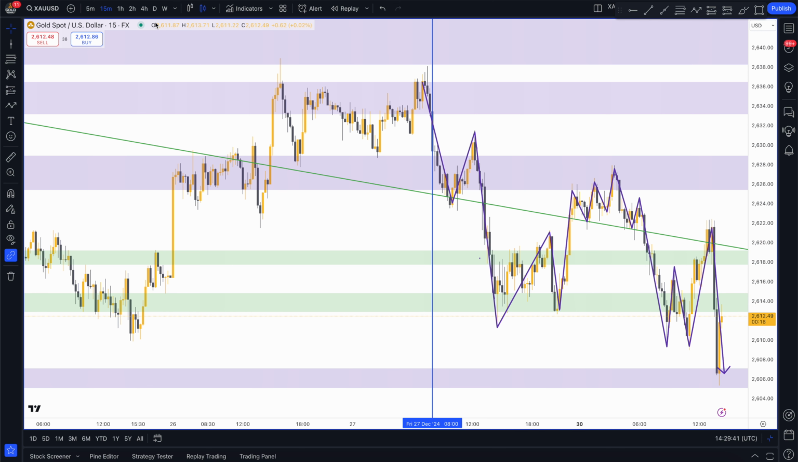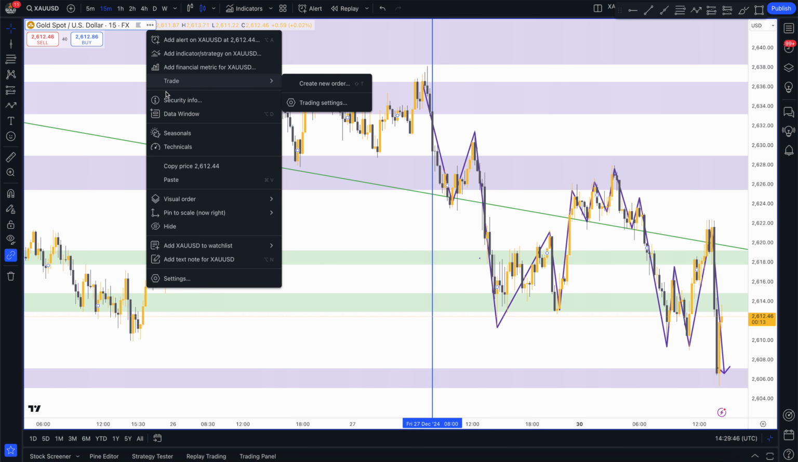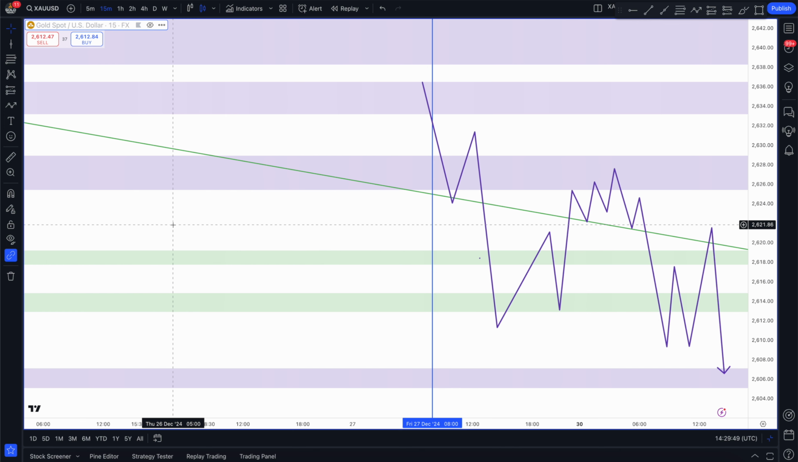If I go ahead and turn off the sorry, that's not the right thing. If I go ahead and hide the candles real quick, as you can see, this is what's happened. This is what we've got marked in.